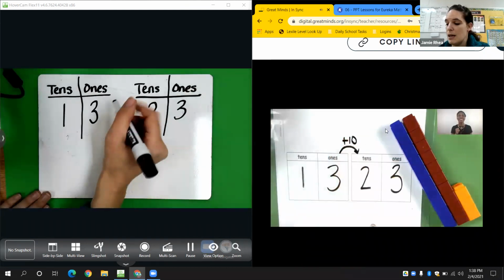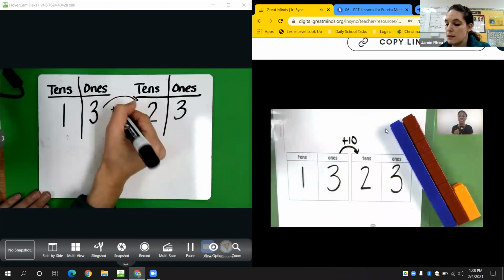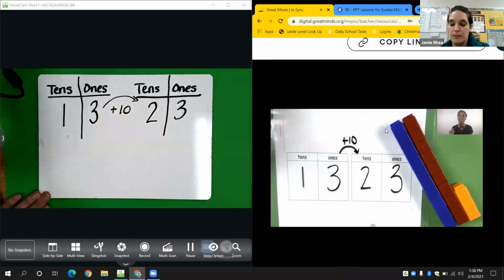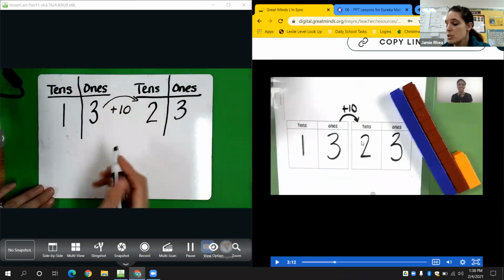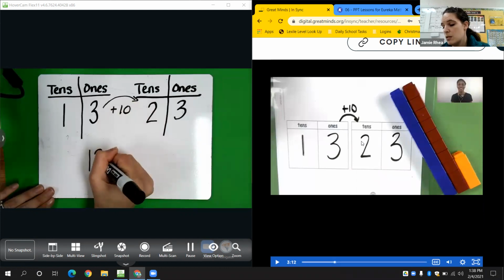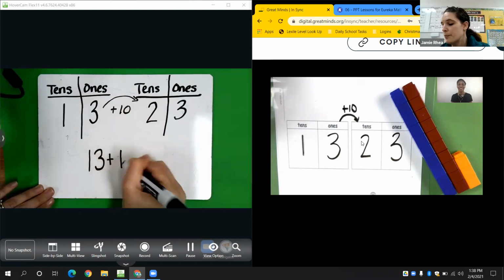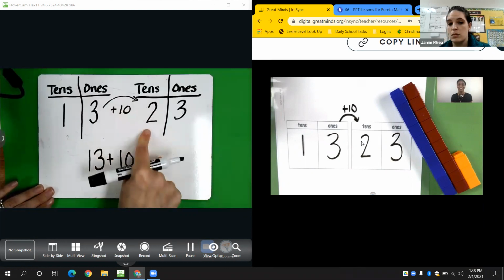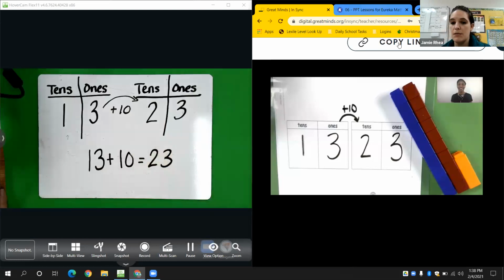Now, if you're like me, I can't do that above, but I can do this. Go ahead and write a number sentence that shows how we added 10, starting with 13. Write that on your personal whiteboards. Okay, I'm going to pause her because we're going to write that together. So we're going to start with 13 plus 10 equals 23. Okay, let's see if we're right.